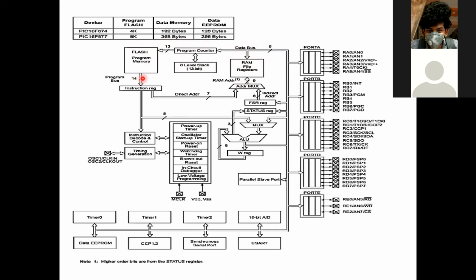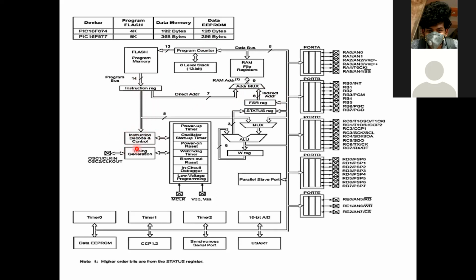Okay. And then the instruction register. In the instruction register, you have to know that all the instructions we configure in 14 bits. Here 13, here 14, I will explain why. So it is used mainly to select whether it is a direct address or indirect address. Okay. Then instruction decoder and control.